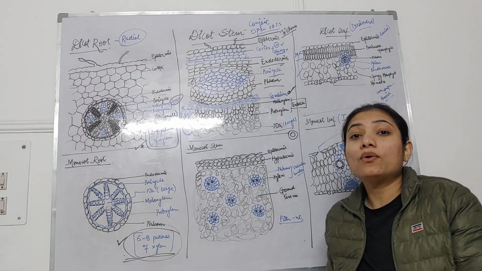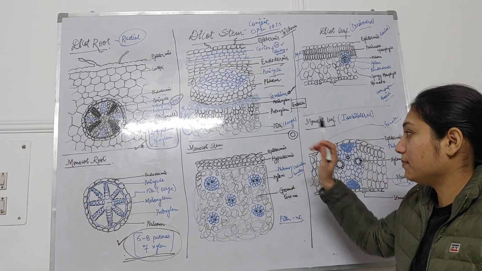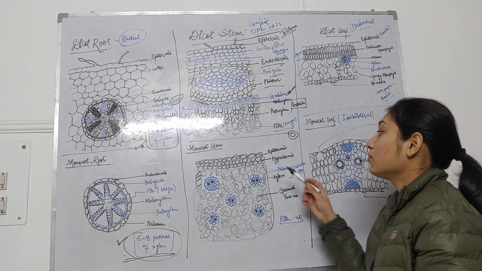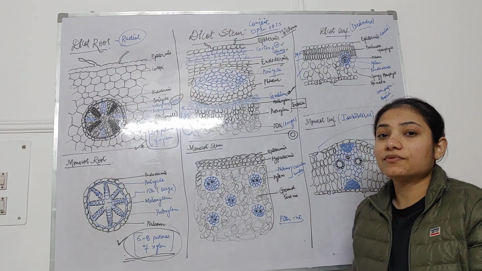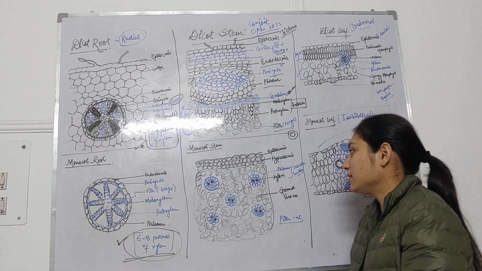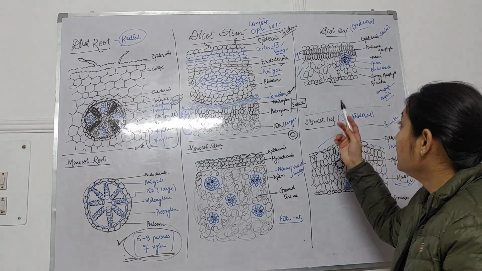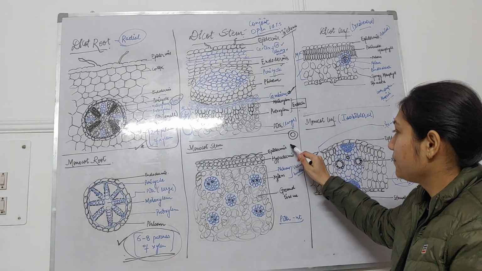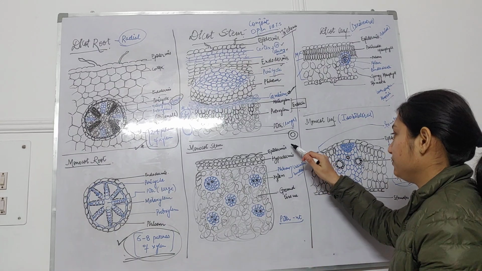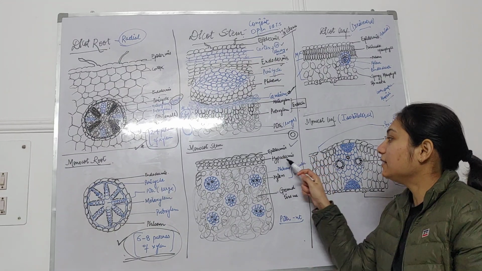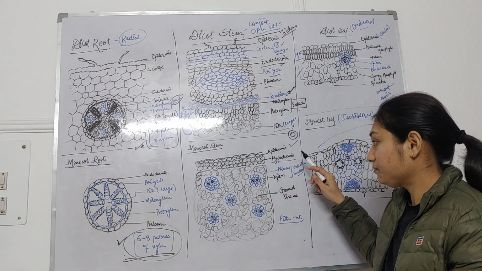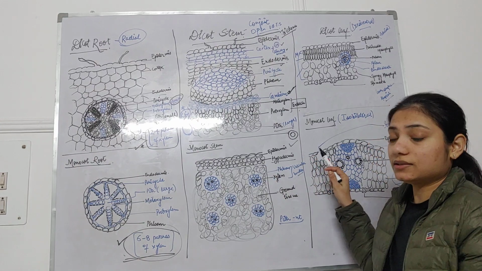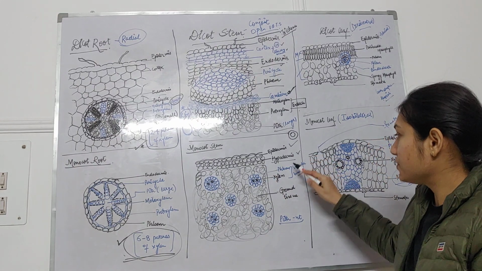Now we will see how it is different from the monocot stem. In the monocot stem, as we all know, the epidermis is the outermost layer in every organ. Epidermis is the outermost layer, then the hypodermis is present, which is sclerenchymatous in nature.